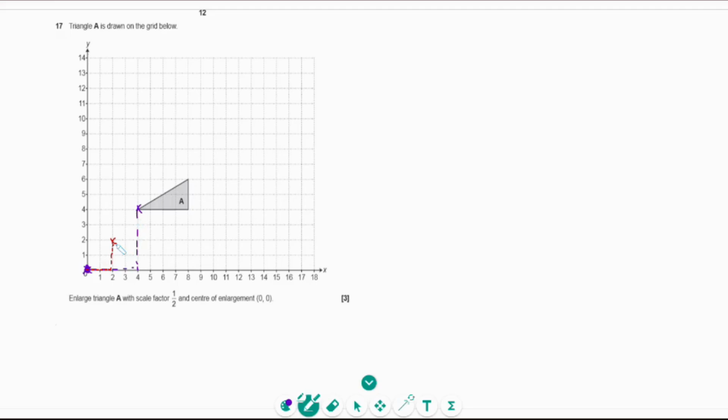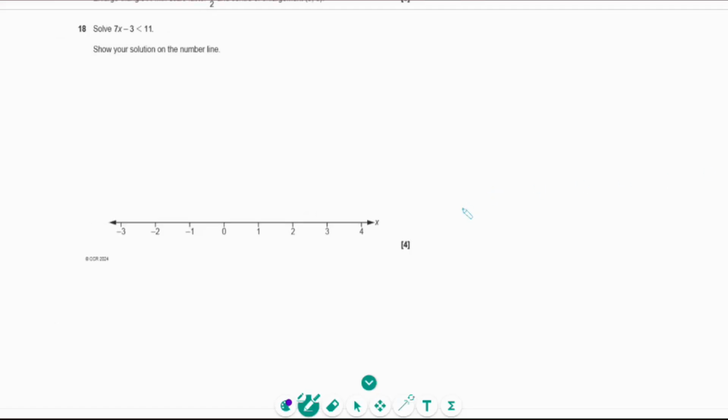So I want to draw my triangle half as big. This triangle's got a base of 4, so a base of 2. Triangle's got a height of 2, a height of 1. There we go. So my triangle's half as big and half as far away from the dot as it was originally.